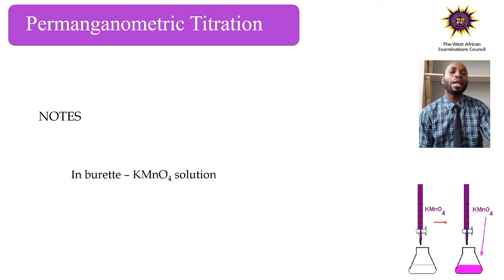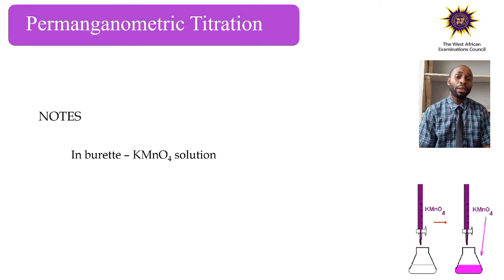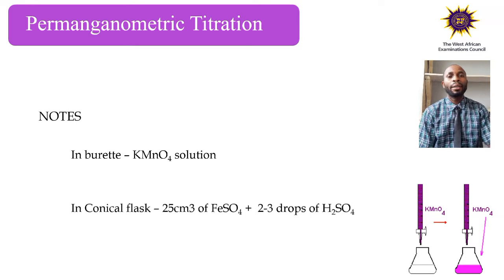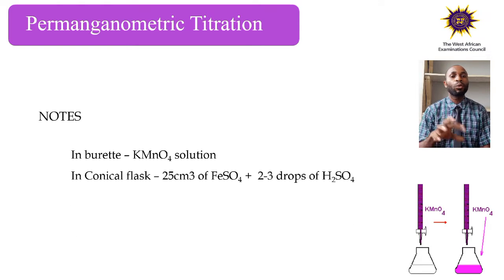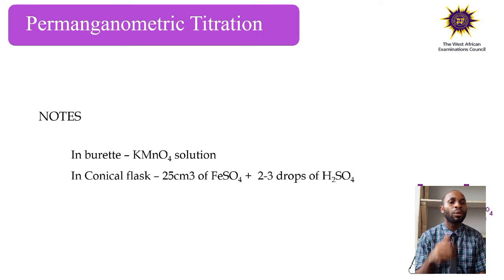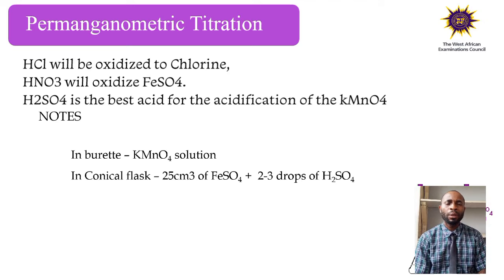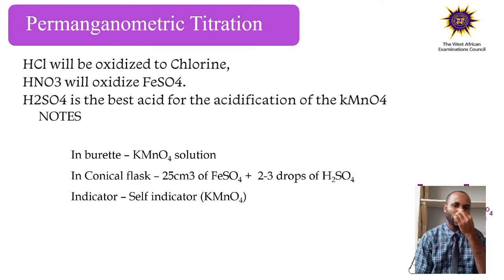So what are the things that I need to know as a student in this work? In the burette, I am going to have KMnO4 solution, and the color is purple. In the conical flask, I am going to have 25 cm³ of iron 2 tetraoxosulfate 6, and I am going to add 2 to 3 drops of concentrated tetraoxosulfate 6 acid, about 2 molar concentration. You need to be a little bit up to that for us to do this work perfectly.